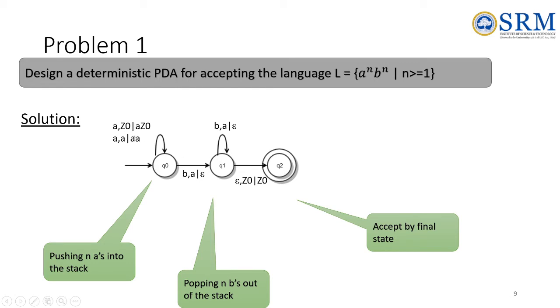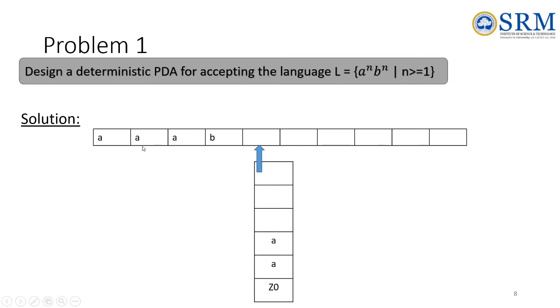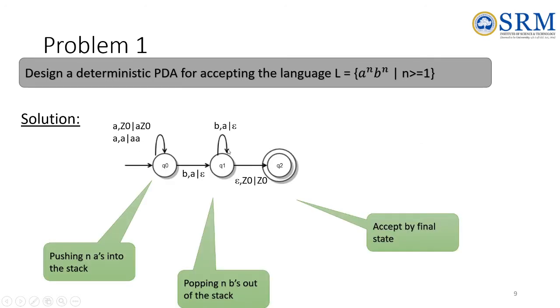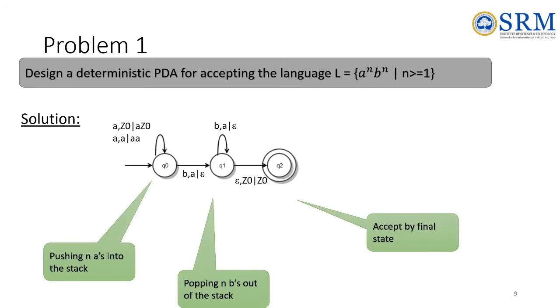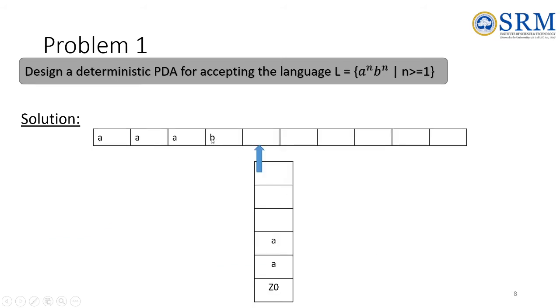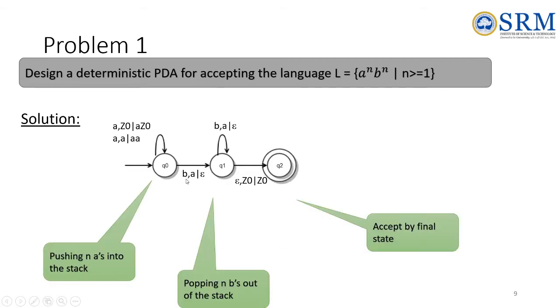In the Q0 state, whenever I am seeing an A, I need to push it into the stack. Am I right? So when I am reading A and the bottom of the stack is Z0, I need to push A, Z0. When I am reading my second A and the top of the stack is A, I also need to push. So I have only written A. When I am reading a B and the top of the stack is A, it means I need to pop. So that is represented as B, comma A. For pop, you can specify using a symbol called epsilon.